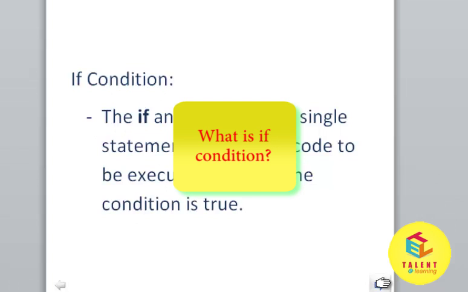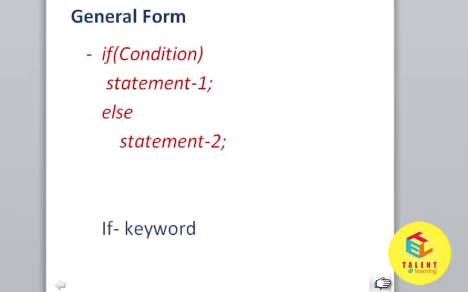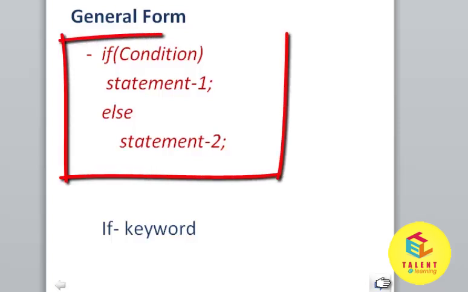If condition. The if and else allow a single statement or a group of code to be executed when the condition is true. This if and else plays a major role in real world programs. This is the simplest and most powerful statement. If you want to apply this statement, you have to know the general format of the if and else statement. Let's take a look at the general form of the if else statement.